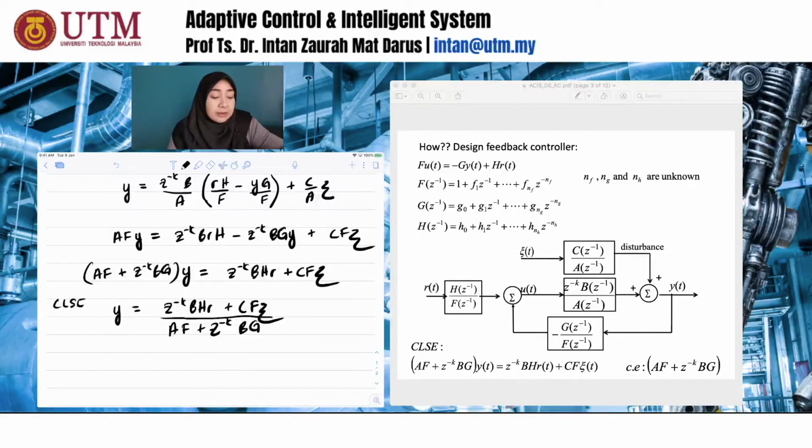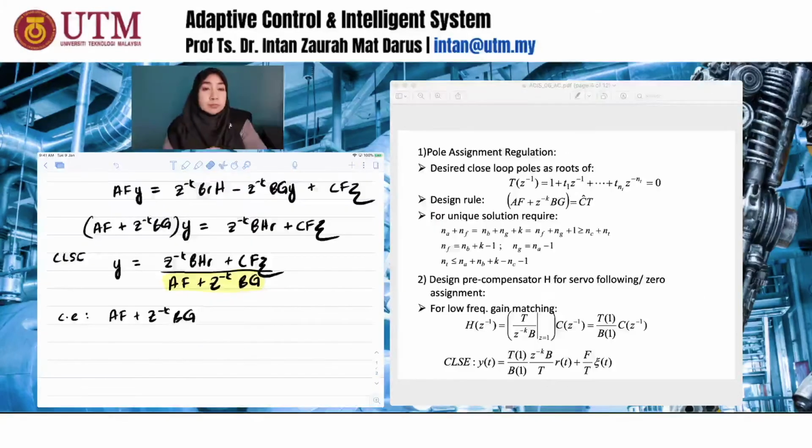The characteristic equation is the same as before with the pole assignment regulator, which is AF plus Z minus KBG. Again as before, we can assign this characteristic equation to a set of desired poles that you want, which in this case, let's say is T. At the same time, to cancel the polynomial C, we can also assign this as CT.